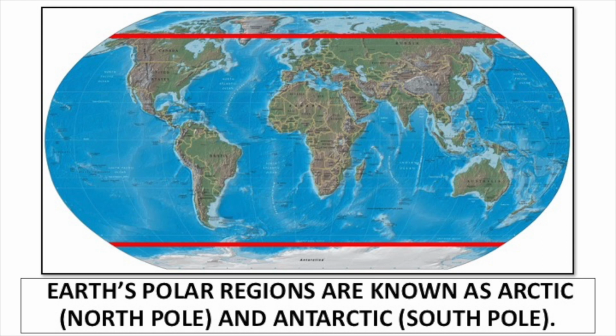Earth's polar regions are known as Arctic at the top. That's the North Pole. And the bottom is the Antarctic. Antarctic is the South Pole. So at the top, North Pole. You see here, all of the white parts, the Arctic region, above the red line. And then below the red line here at the bottom, Antarctic. Yes, so North Pole at the top, South Pole at the bottom.